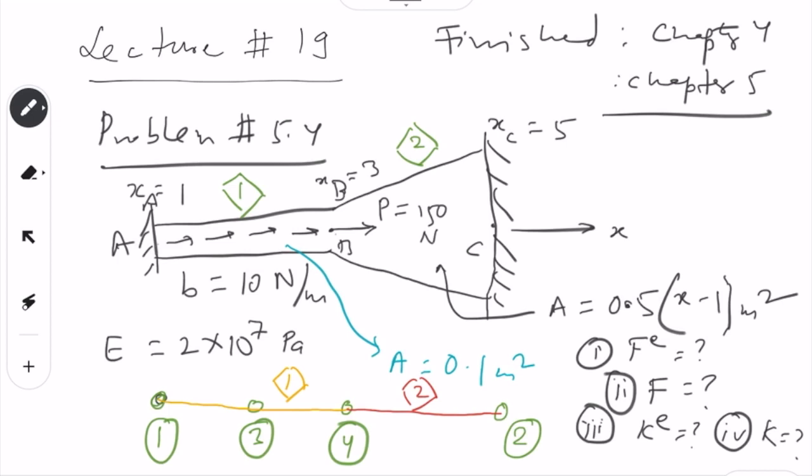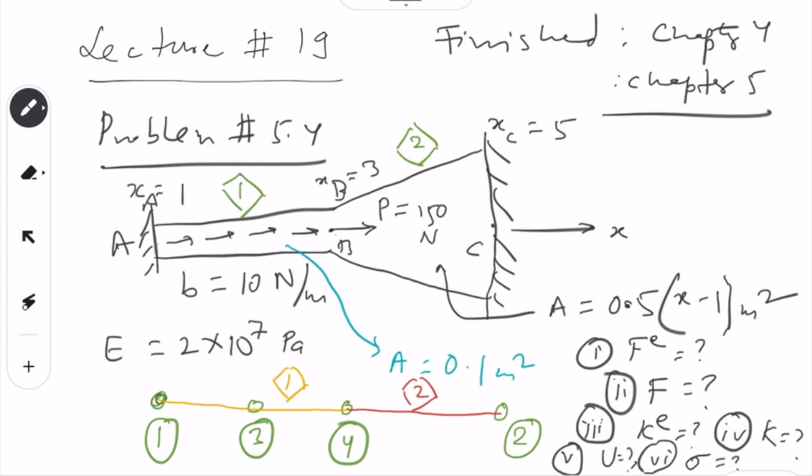Now find and sketch the finite element displacements, so we have to find the value of u. Then find and sketch the finite element stresses, so you have to find the stress. These things we have to find out.